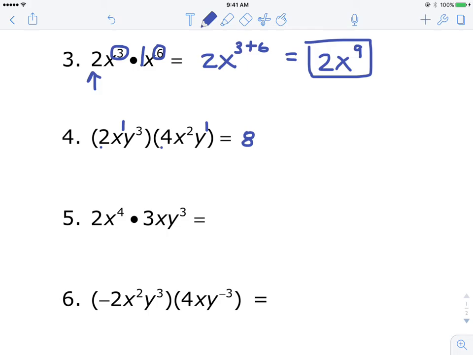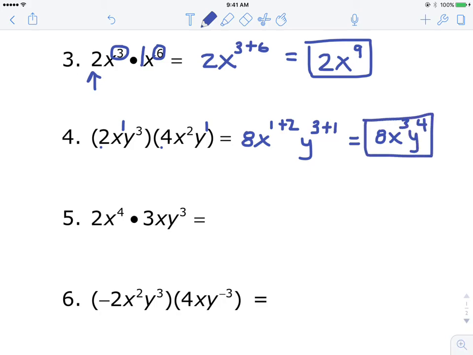And now we're going to look at our x's. We've got x to the power of 1 in the first group and to the power of 2 in the second group, so those are going to get added. And then we've got our y's, 3 in the first group, 1 in the second group. So our final answer here, when we add those up, we're going to get 8x to the power of 3 and y to the power of 4.